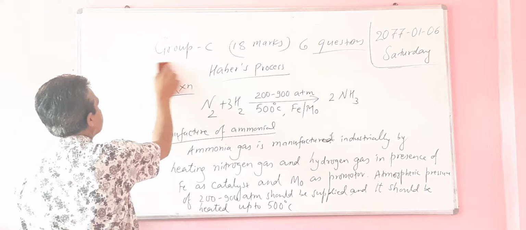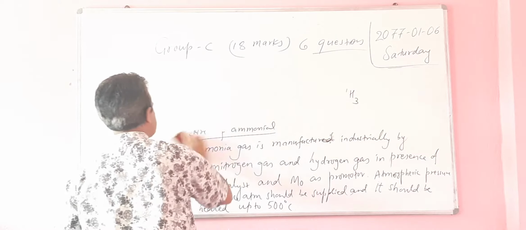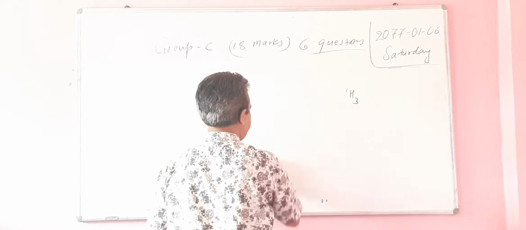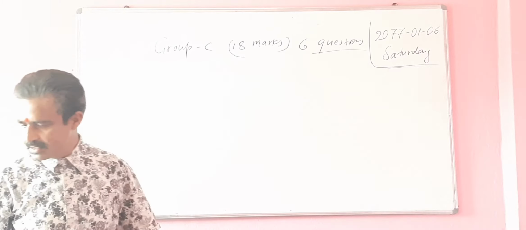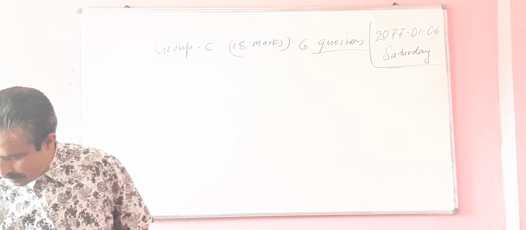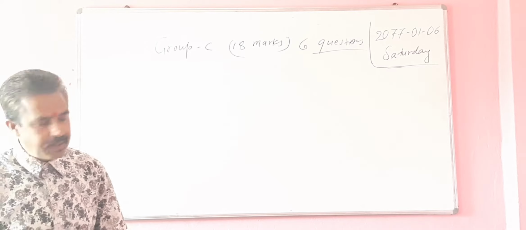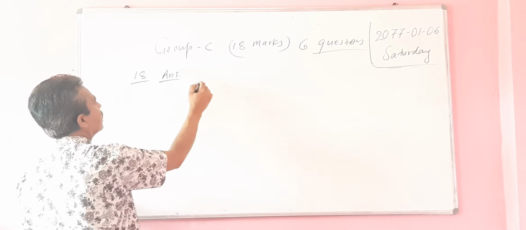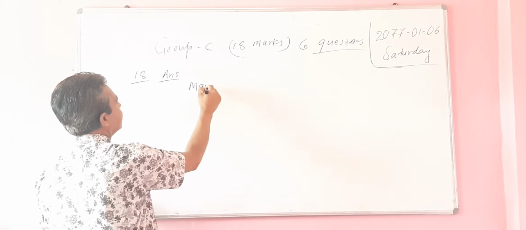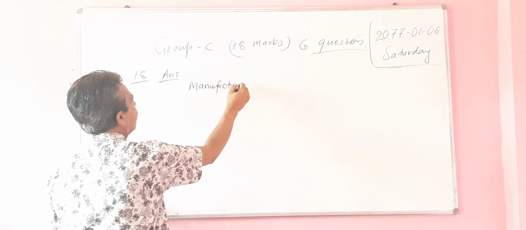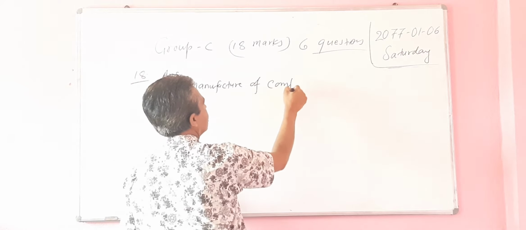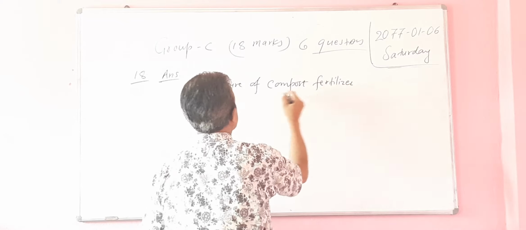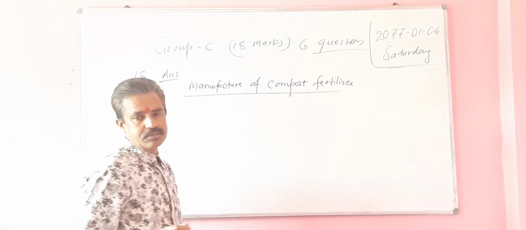Okay students, number 17 is over. Now we are in question number 18. What does the question say? Question number 18 says, how is compost fertilizer made? Explain. Answer: manufacture of compost fertilizer. So how is compost fertilizer made?